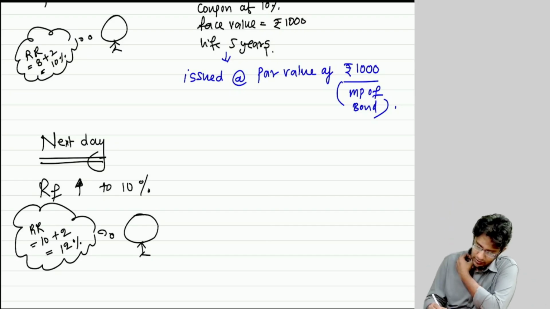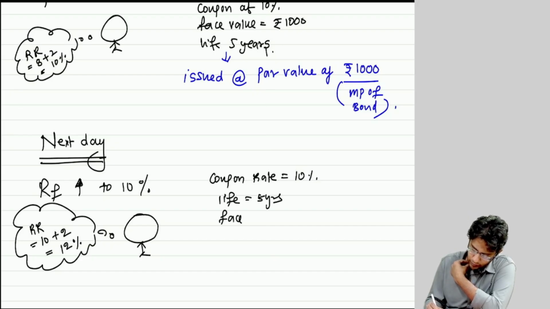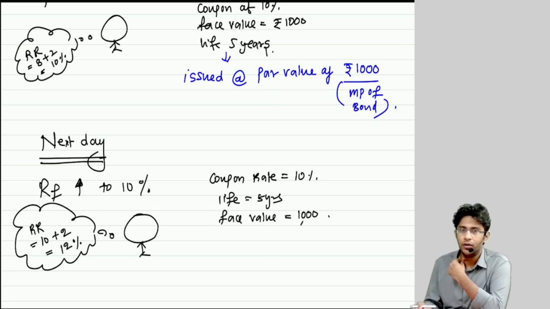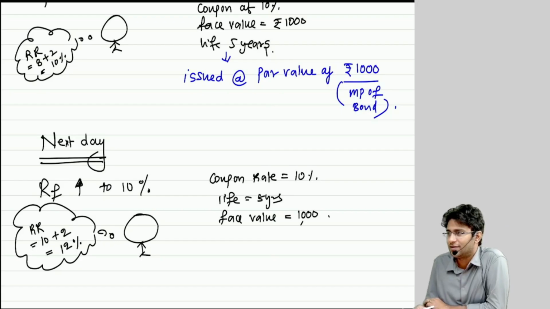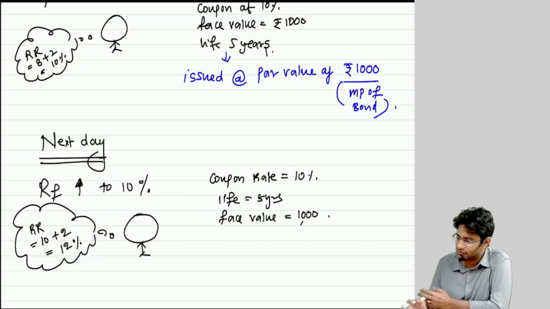But still, will the coupon rate change or not? Coupon rate, why will it change? Coupon rate will not change. Life is still almost equal to 5 years, just one day over. Face value will not change, still equal to 1000. You ask Ambani, he already knows the interest rates will change. He will say all these things are implied. Don't you know that? Fine, he knows that. You only did not know. So fine, interest rate increased.